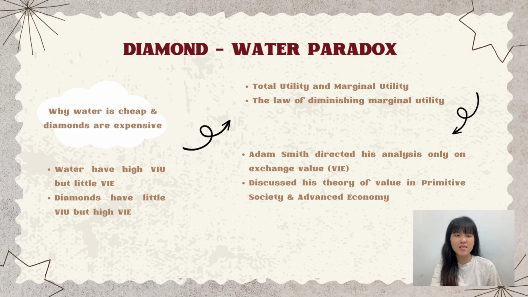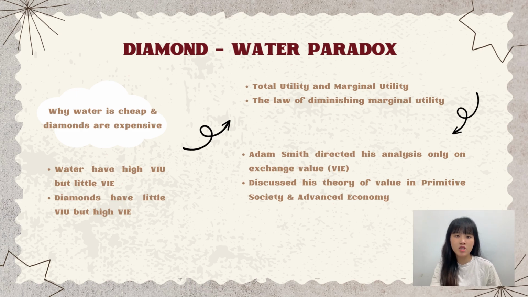Water has the greatest value in use but little value in exchange, even though it is necessary to life, and diamond has little value in use but the greatest value in exchange, even though it is not essential to life. Adam Smith failed to solve the diamond-water paradox because he did not understand the concepts of total utility and marginal utility and the law of diminishing marginal utility.